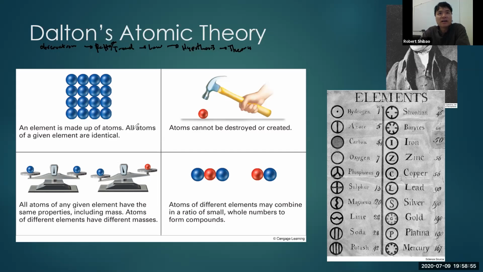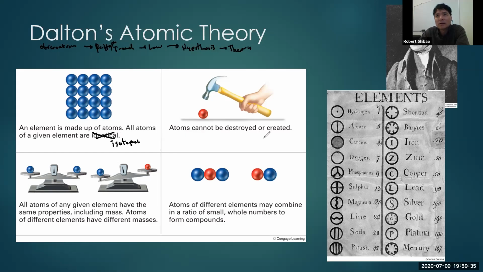An element is made up of atoms. All atoms of a given element are identical. This is wrong, they aren't all identical. They're identical in one sense, but we'll see that there's something called isotopes that Dalton didn't know about. And so this theory has been modified to modern atomic theory. Isotopes have different mass. When we look at all atoms of carbon, some of the atoms weigh more than others. We'll talk about it, but chemically they behave similarly. Physically, they're a little bit different because of their weights.